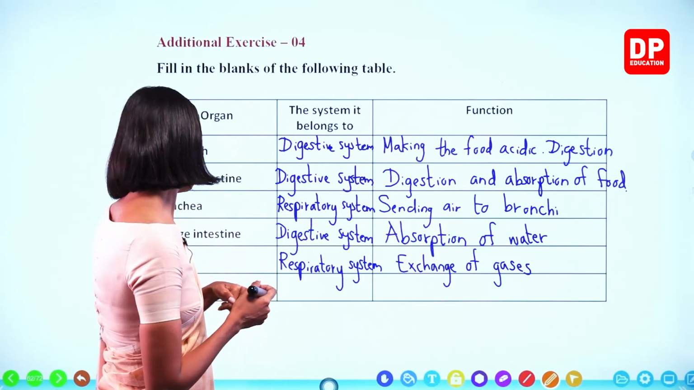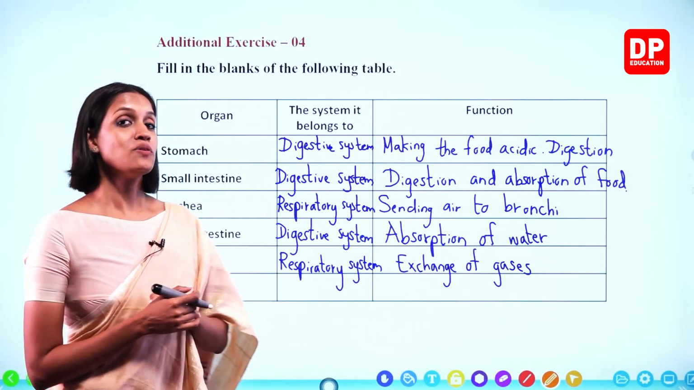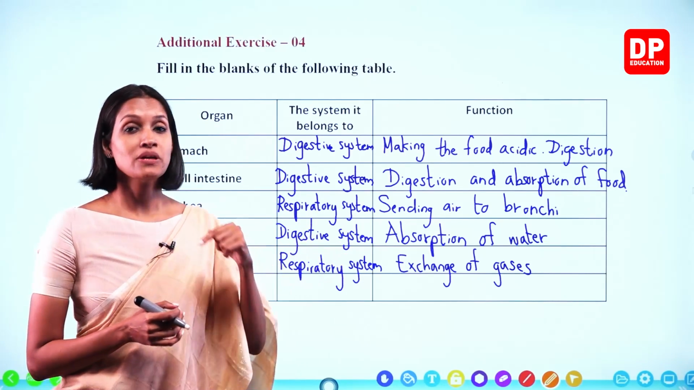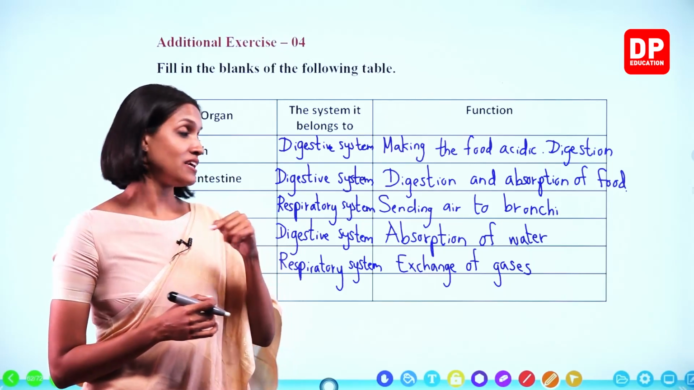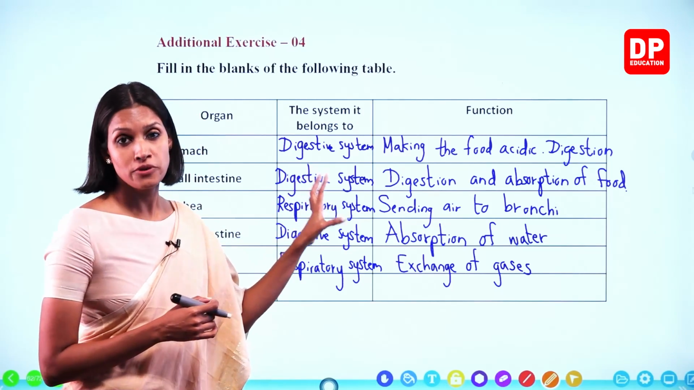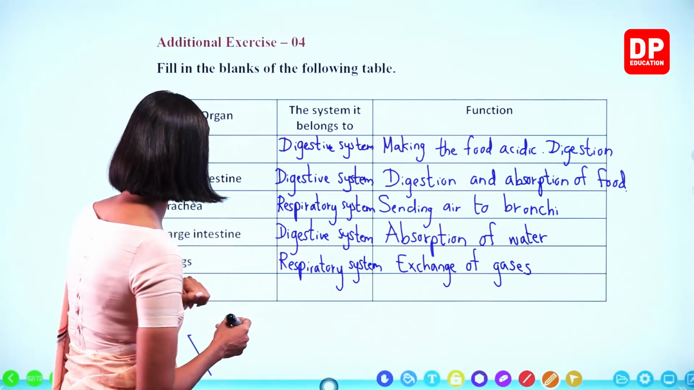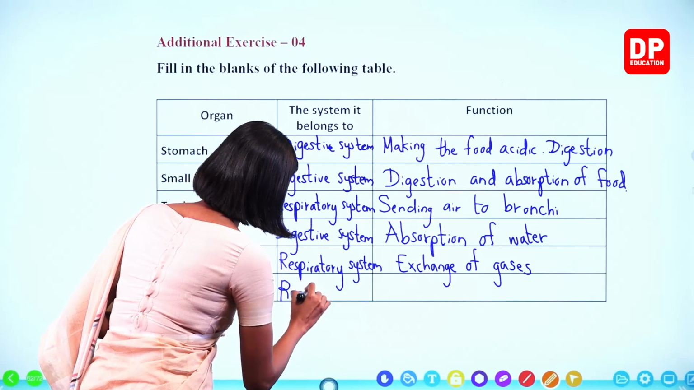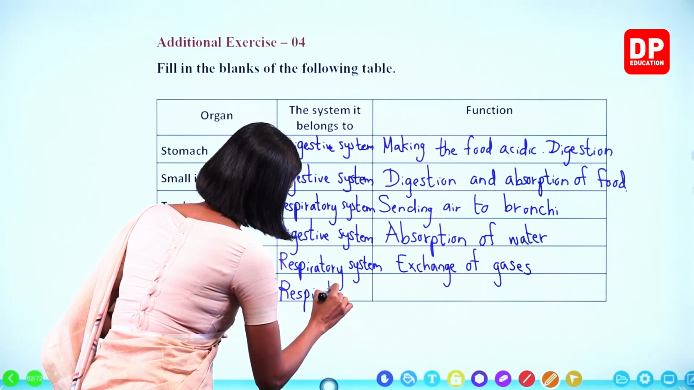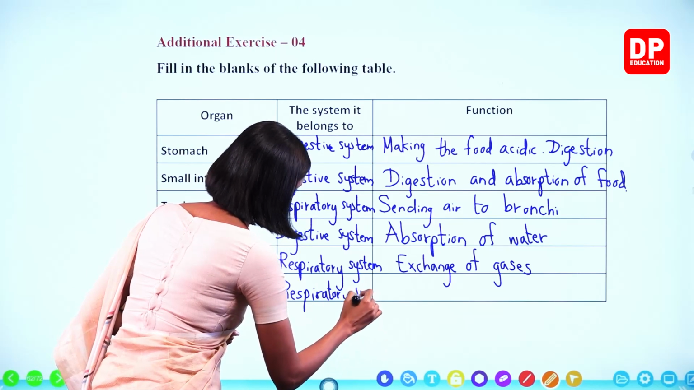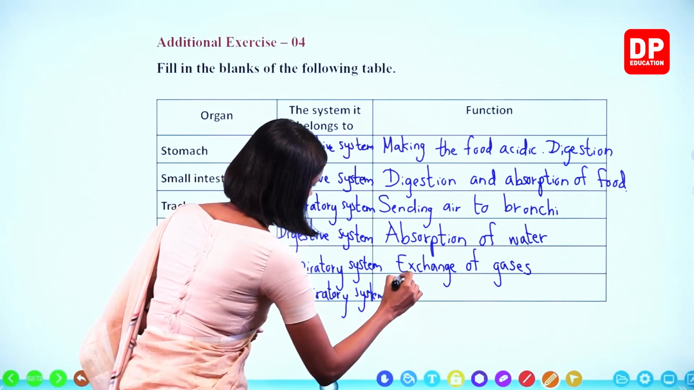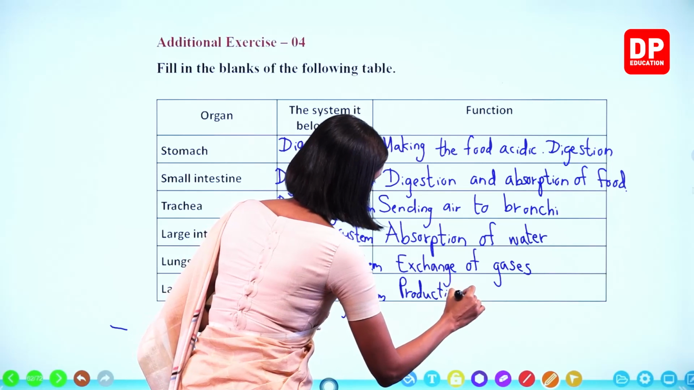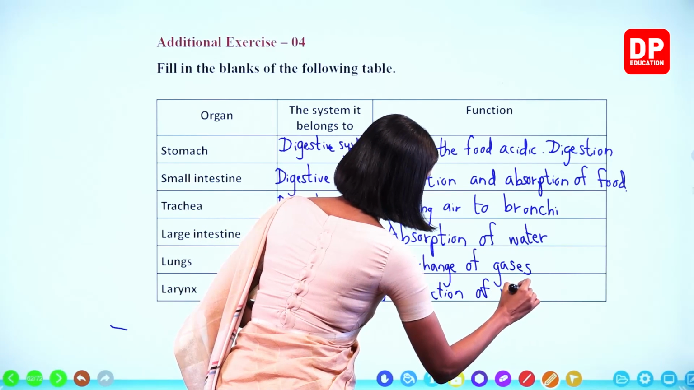Okay? Right. The last one, larynx. What is the importance of larynx? Now larynx belongs to the respiratory system. It is present above the trachea and it is important to produce voice. Okay, the vocal sounds. Larynx. Respiratory system. Production of vocal sounds.